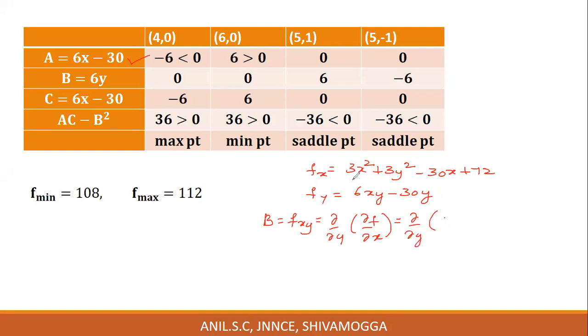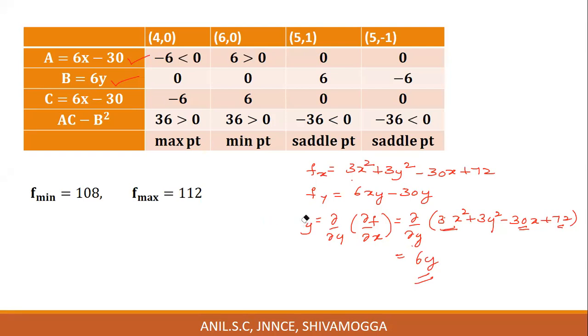Del f by del x is 3x square plus 3y square minus 30x plus 72. Differentiate partially with respect to y. Derivative of 3x square is 0 because this is a partial derivative with respect to y. Derivative of 3y square is 6y. Minus 30x is a constant, its derivative will be 0. Plus 72 is a constant, its derivative will be 0. Fxy is equal to 6y.